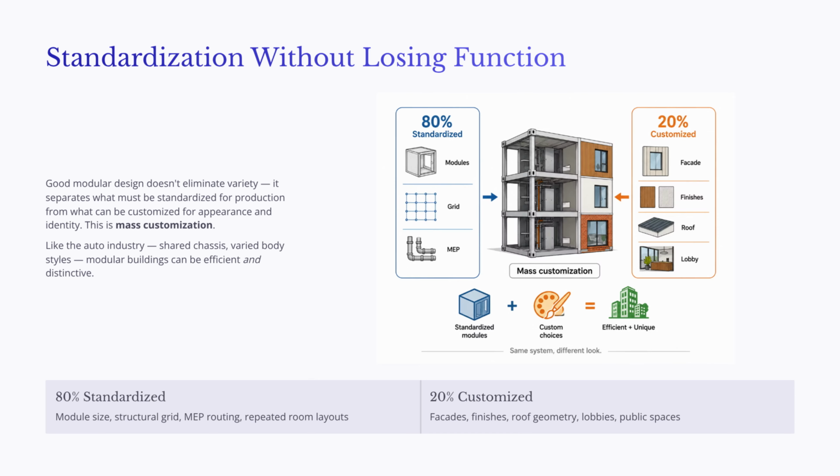A common misunderstanding about modular construction is that it produces plain, repetitive, or identical buildings, but good modular design does not eliminate variety. Instead, it separates what should be standardized from what can be customized. This is the idea of mass customization. The slide shows an 80-20 logic. About 80% of the building system can be standardized. This may include module size, structural grids, MEP routing, repeated room layouts, and common connection details. These standardized elements allow the factory to work efficiently and repeatedly.